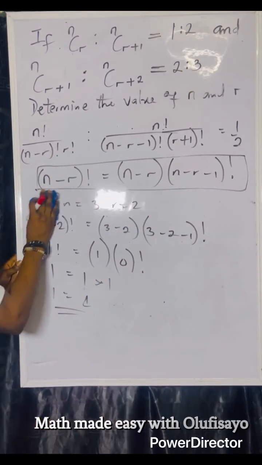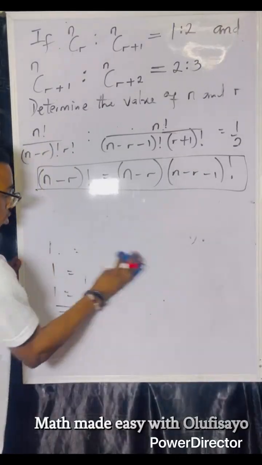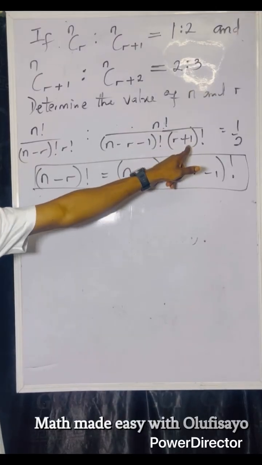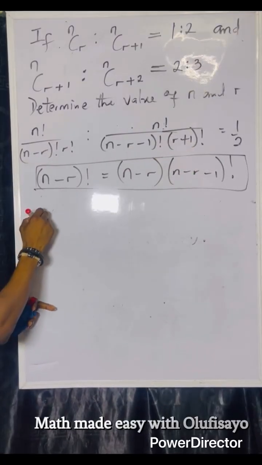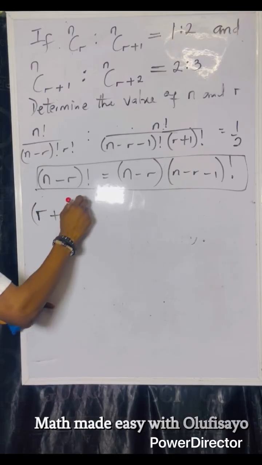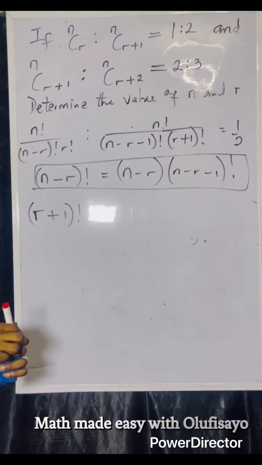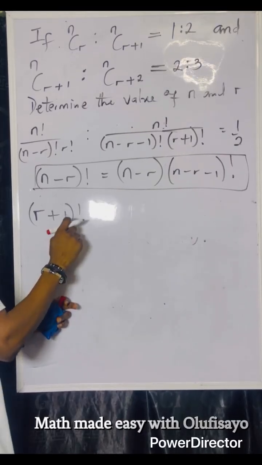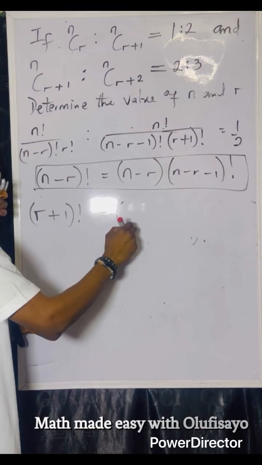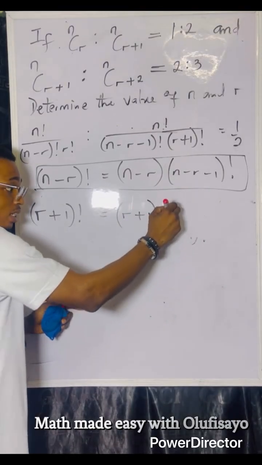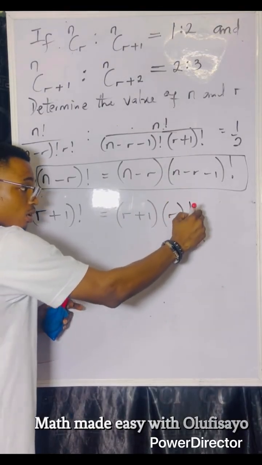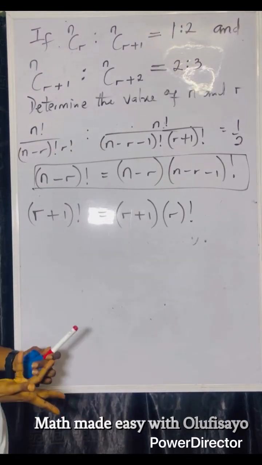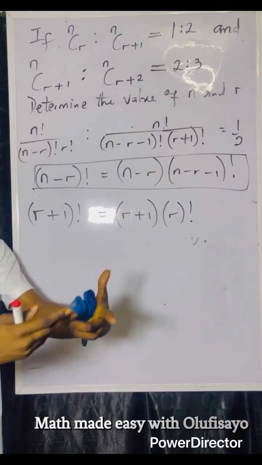Let's take a look at the second one. What if I want to expand r plus 1 factorial? I told you we are removing 1 from the expression. That is, r plus 1 factorial is the same thing as r plus 1 times r factorial, because minus 1 plus 1 will give us 0. Now, how do we know if it's correct?